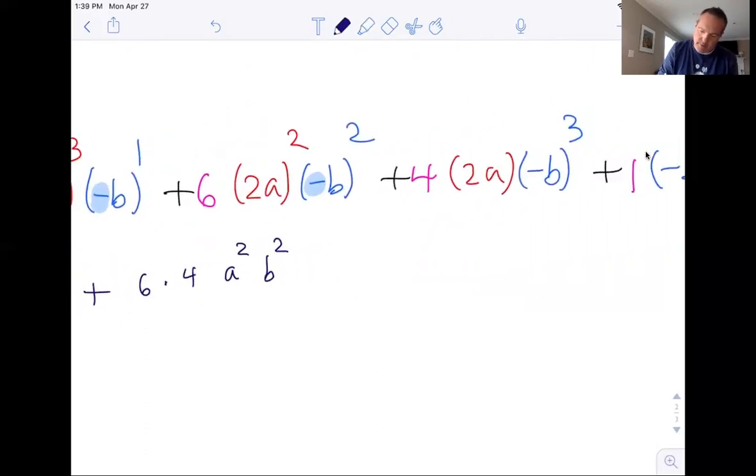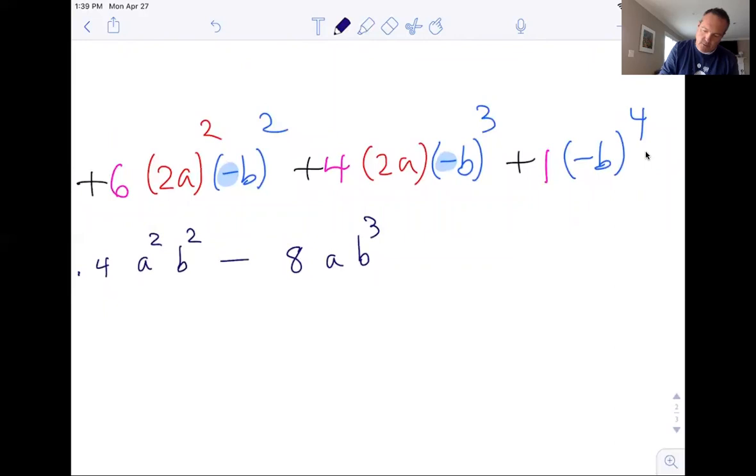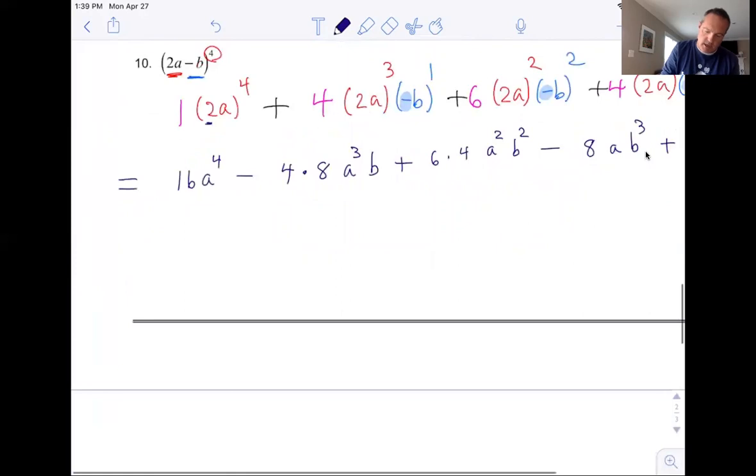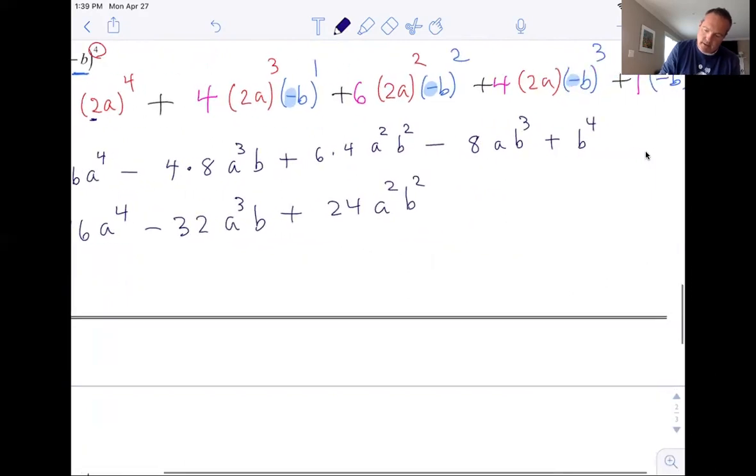And next up, I'm going to have a minus, because that minus gets cubed. That gives me a minus. And what do I have? 4 times 2, that's 8. A, b to the 3rd. And finally on the caboose, I got a minus to the 4th. That becomes a plus b to the 4th. And just clean up whatever you have to. Some of these I could have done in one step, but I didn't. 4 and 8, that's 32 a cubed b. 6 and 4 is 24a squared b squared. And the last two terms are simple.